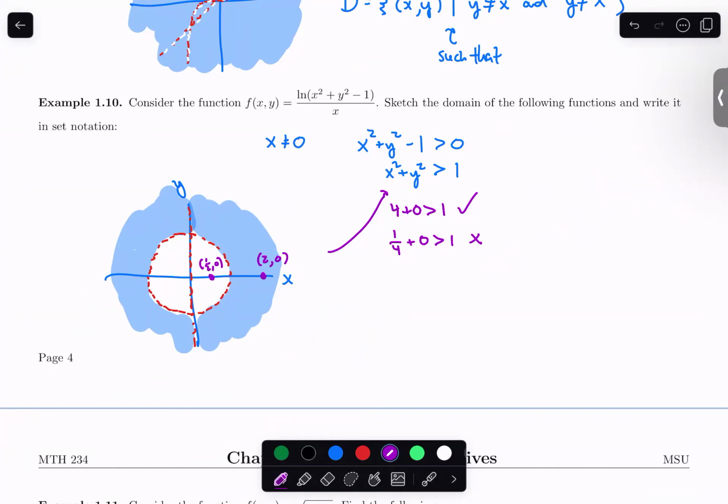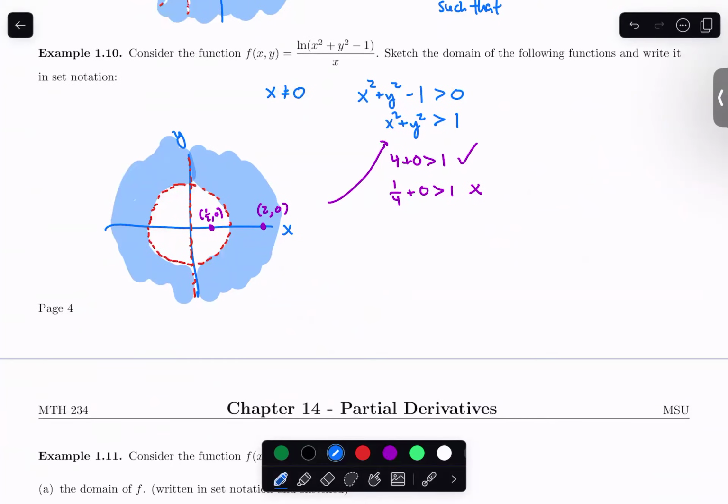Oh, I should do the set notation. I forgot that. So let's go ahead. The domain, again, I'll call it D, is going to be a set of ordered pairs that have X values and Y values such that, and we want X to not be equal to 0, and we want X squared plus Y squared to be greater than 1. We want both of these things to be true in order for it to be in the domain. If either one of these is false, then it's not in the domain.